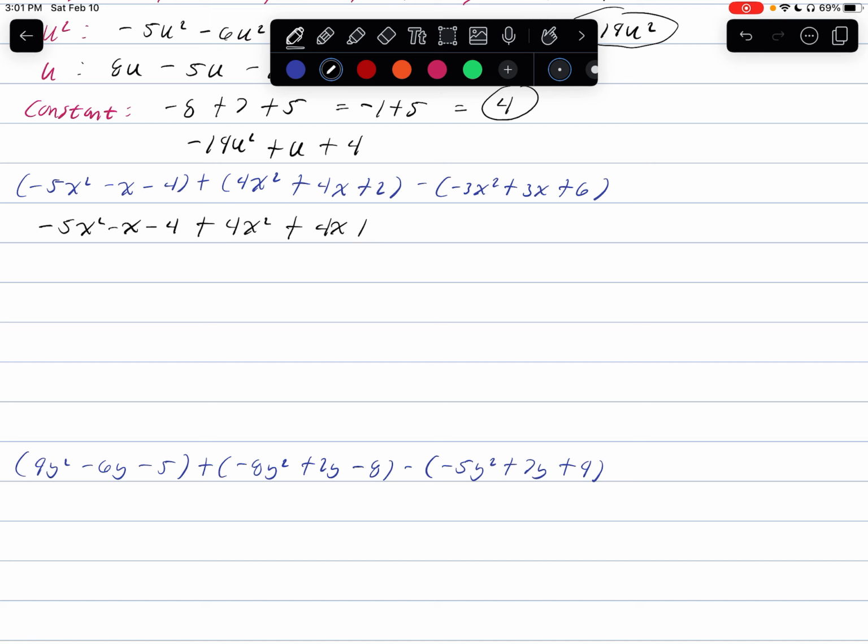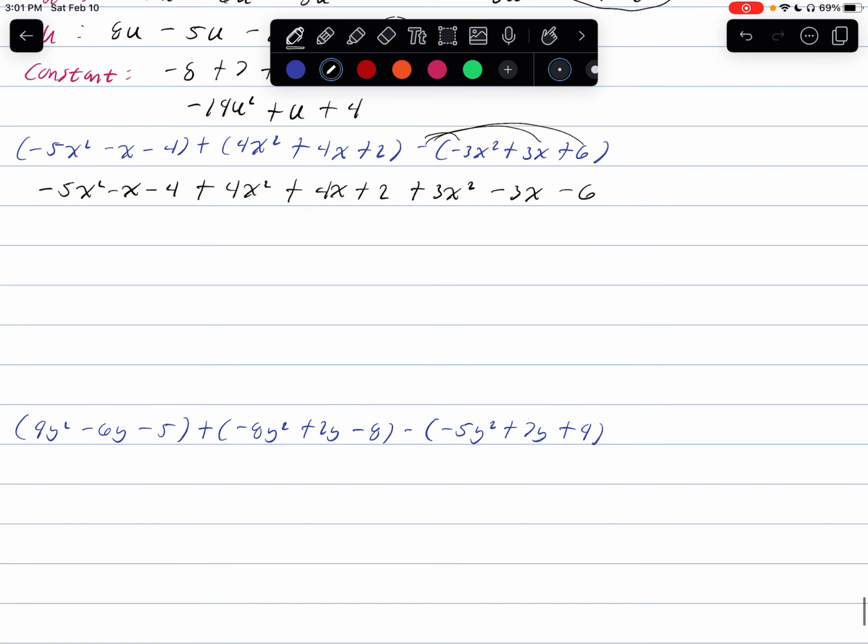plus 4x plus 2. However, since we are subtracting this term, negative 3x squared plus 3x plus 6, we have to change all of our signs here. So minus a negative 3x squared is going to become plus 3x squared. Okay, then minus a positive 3x is going to become minus 3x, and minus 6.